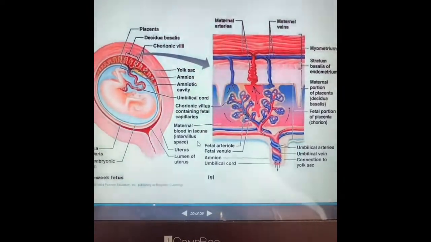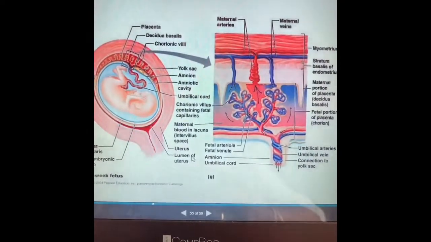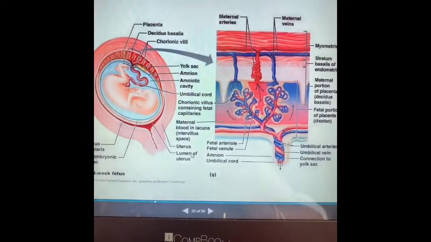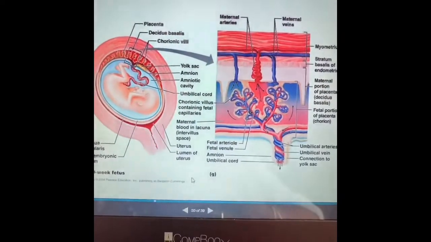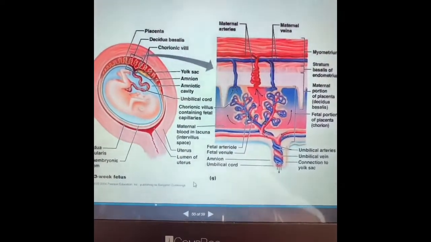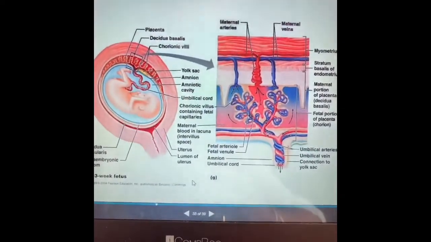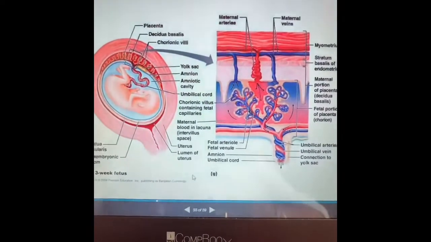Now, this is a 13-week fetus. Before going into that, the formation of germ layers, that is the mesoderm, ectoderm, and endoderm, is known as gastrulation, and the transformed blastocyst with three layers is known as gastrula. So, morula, blastula, and then gastrula.